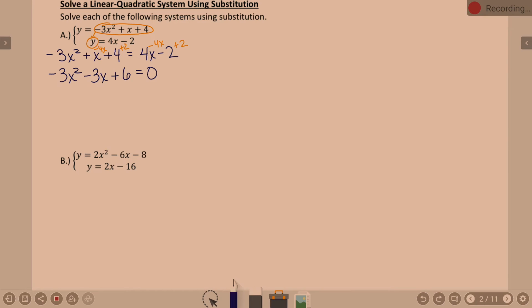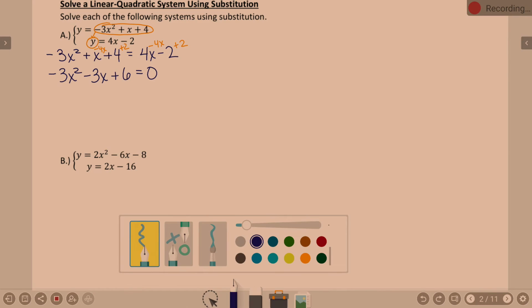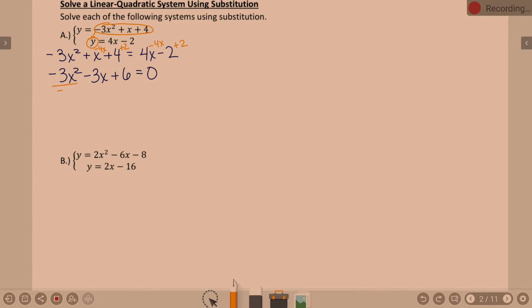Because one of my methods that we can hopefully use, I prefer to have a positive x squared. Now, because this equation is equal to 0, I can just divide by negative 3. If it was just an expression, we would have to factor it out. But I can totally divide everything by negative 3 because there's a left and a right to divide. So, when I divide by negative 3, this becomes x squared plus x minus 2 equals 0.